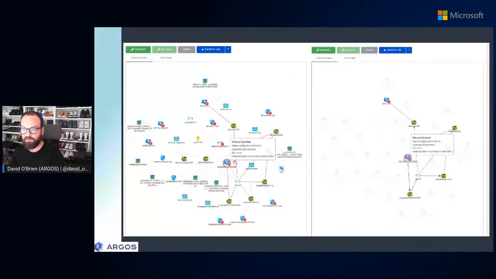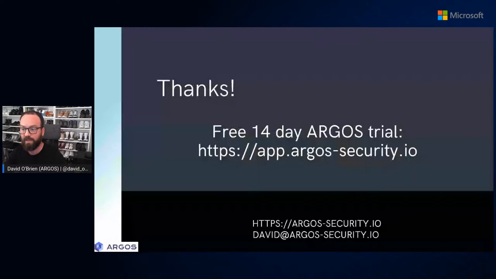and paths. Here you can see the red graphs, and on the other side, on the right side, how somebody could potentially laterally move through your environment. And this is all powered by Cosmos DB and Azure Functions.